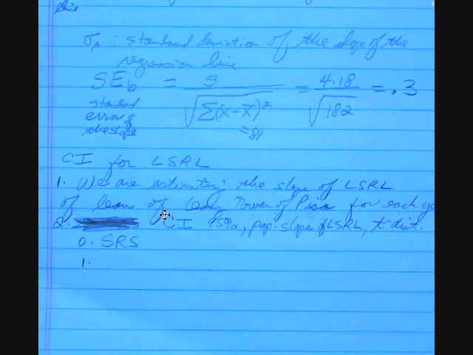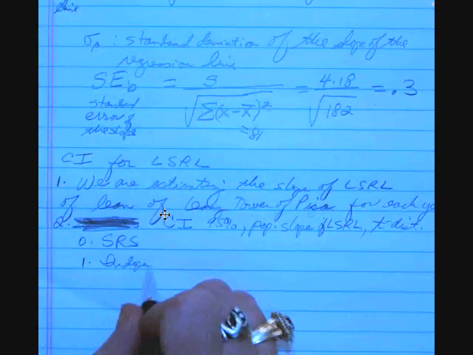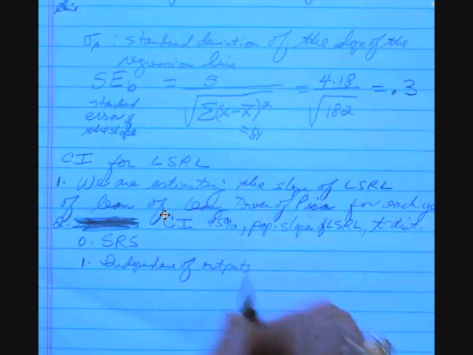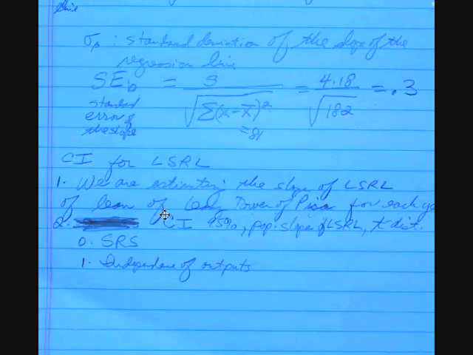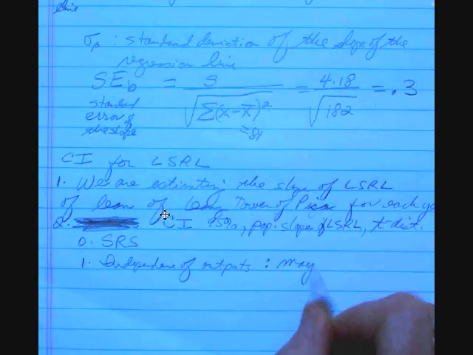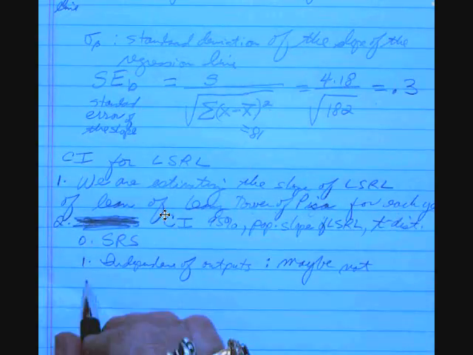Okay. Condition 1, independence of outputs, bless you. Okay? So these amounts of lean from year to year need to be independent. I'm not so sure they are. I think probably how much it's leaning one year is dependent upon how much it was leaning the year before. So I'll just say maybe not. Okay? Condition number 2.